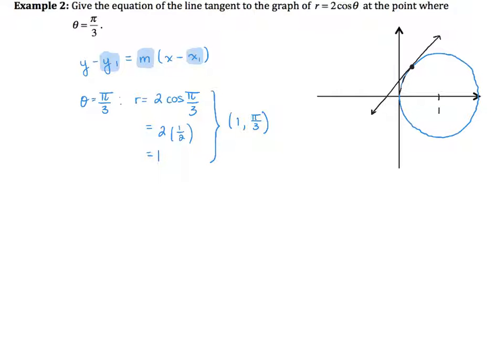All right, so let's get the point first. Why not? We know that your x and y coordinates are given by x equals r cosine theta, y equals r sine theta. Now technically, if we were to plug our function into this, we would have 2 cosine theta times cosine theta, and 2 cosine theta times sine theta.